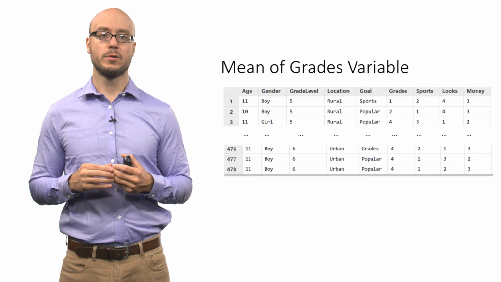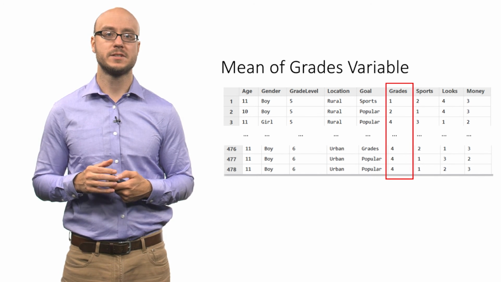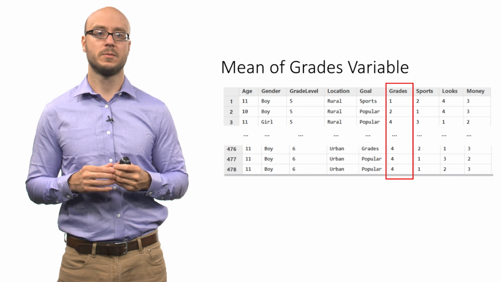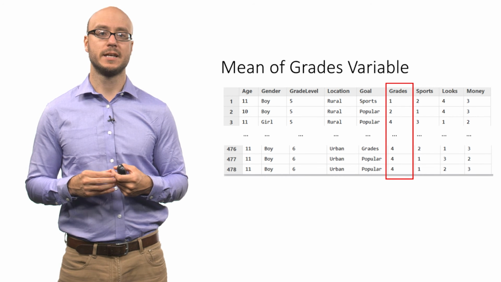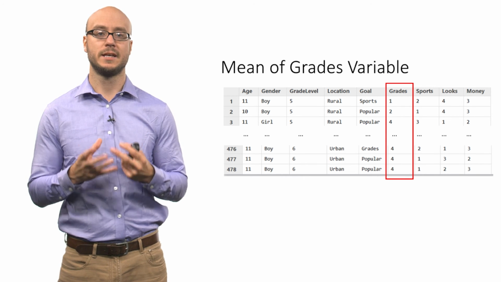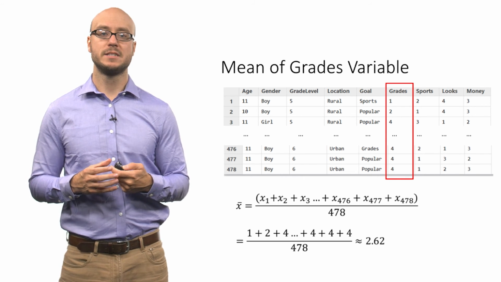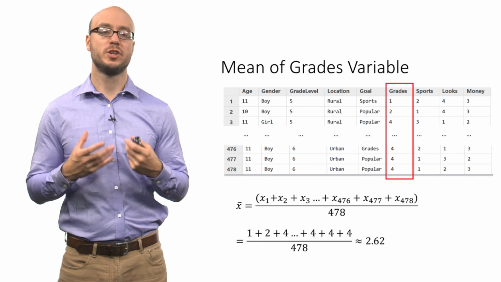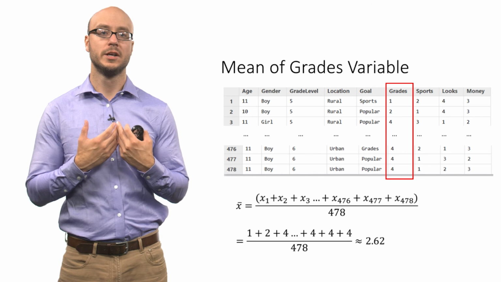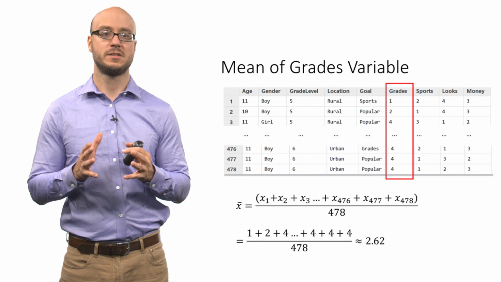So let's go through the results. We're looking at these last 4 variables of this data set that have to do with the ranking of what kids think makes kids popular. We have this grades variable, and we would actually use statistical software, but I show you the notation here just so that you know that when you use statistical software, you get the same result.